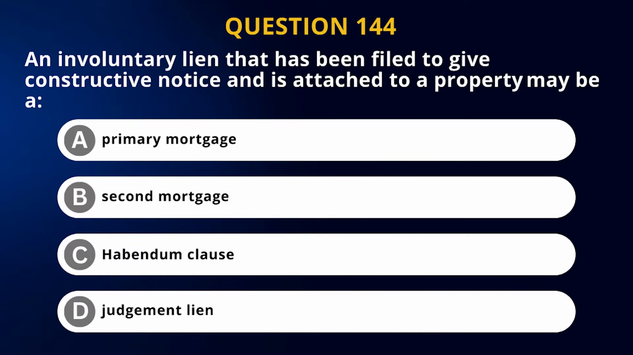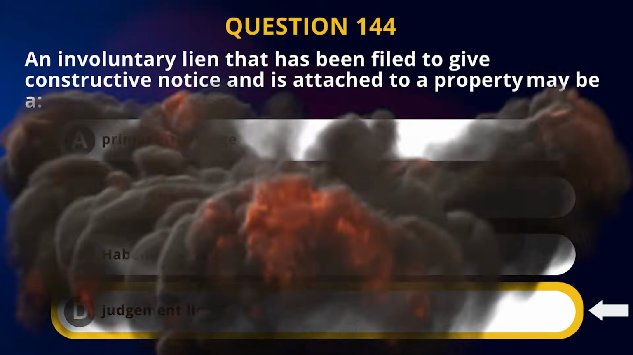Question number 144. An involuntary lien that has been filed to give constructive notice and is attached to a property may be a, letter A, primary mortgage. Letter B, secondary mortgage. Letter C, habendum clause. Letter D, judgment lien. Question number 144. An involuntary lien that has been filed to give constructive notice and it is attached to a property may be a, and the answer is letter D, judgment lien.